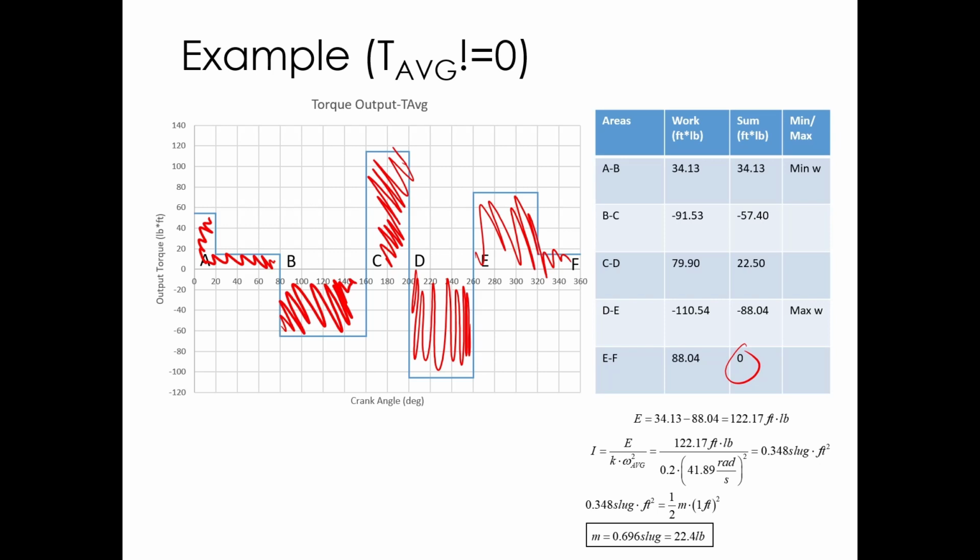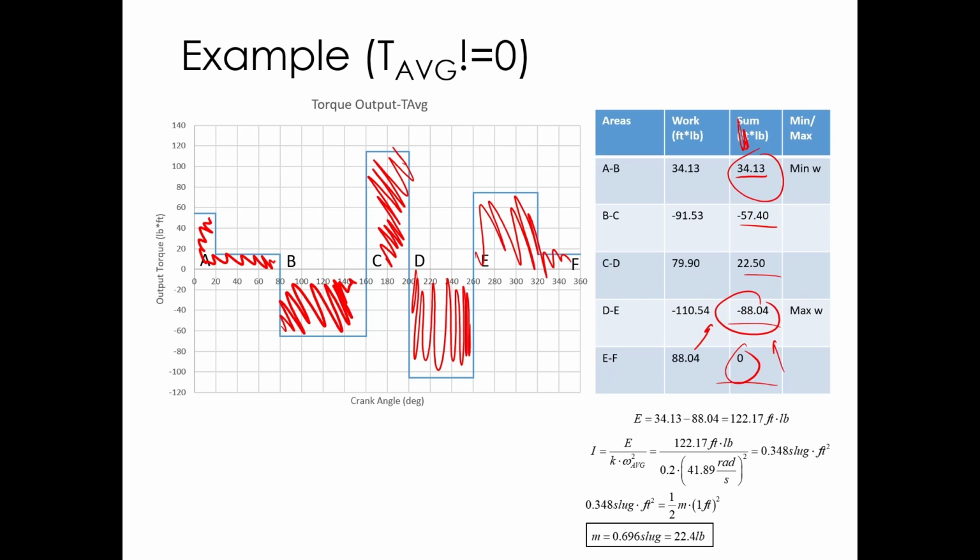Then do the sum. So this is A to B, this is A to C, this is A to D, this is A to E, this is A to F. Find the biggest and the smallest. This is the smallest, this is the biggest. The biggest is the minimum angular velocity, the smallest is the maximum. This is where I've delivered the most work and I had to slow down to do it. This is where I've received the most work and I had to speed up to do it.